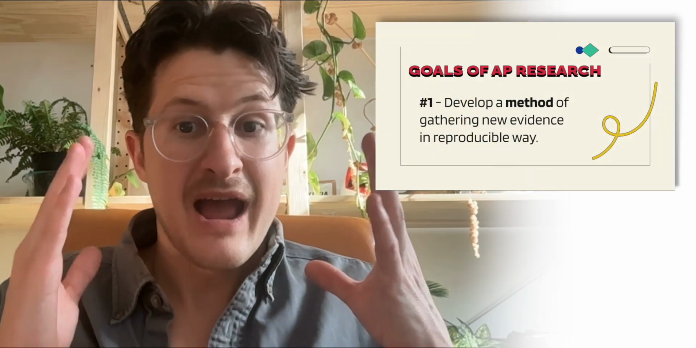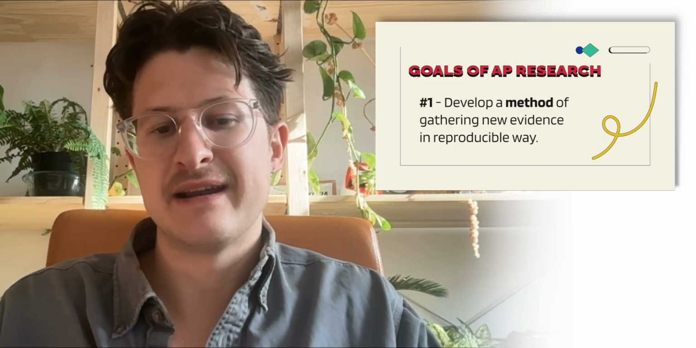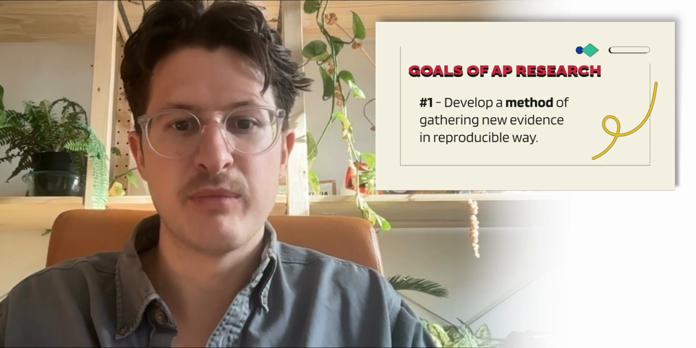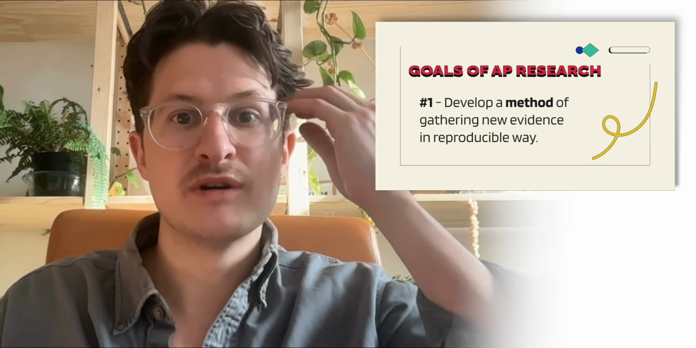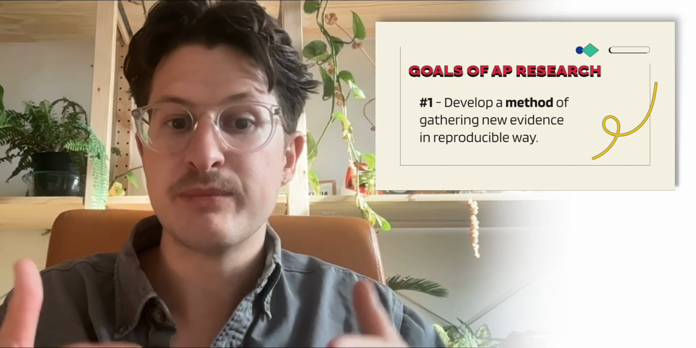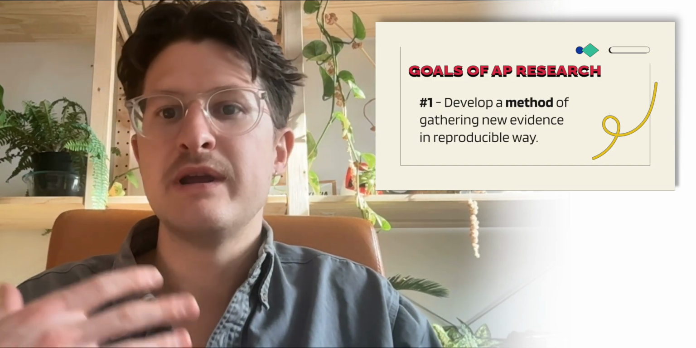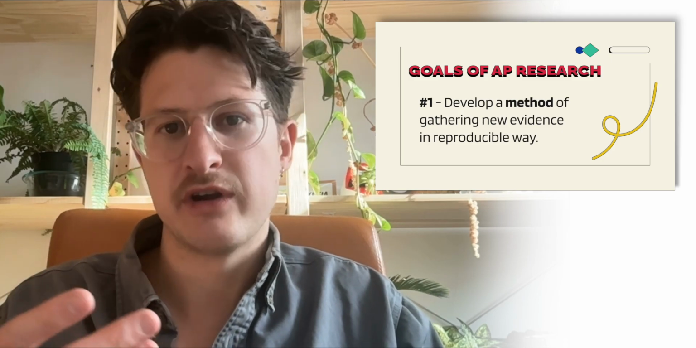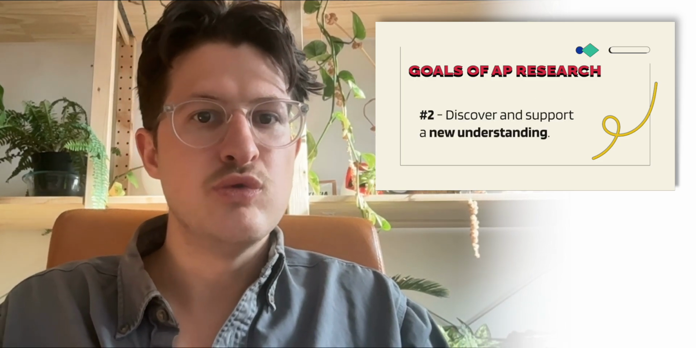All right, so at its core, the goals of AP Research, and what makes an AP Research paper a research paper, is that it accomplishes really two things. Number one, it develops a method of gathering new evidence in a reproducible way. Ideally, at the end of this course, their paper should be reproducible enough that someone can read their method, read their paper, and then reenact this research or change variables, but be able to reproduce. The other thing is that it discovers and supports a new understanding.